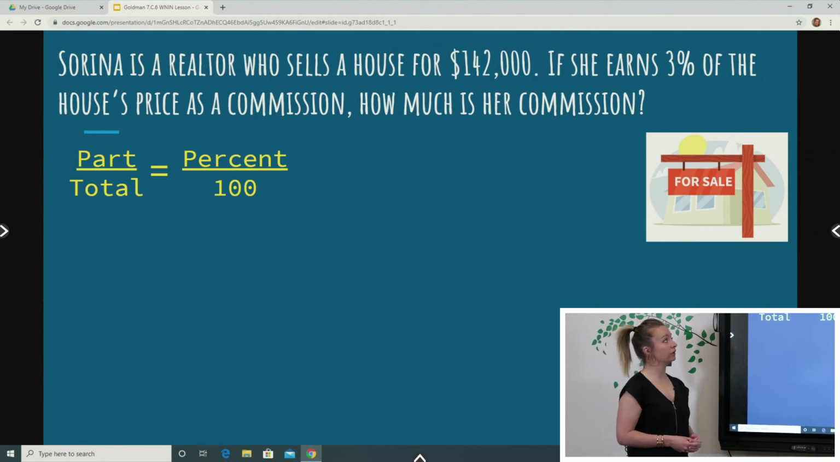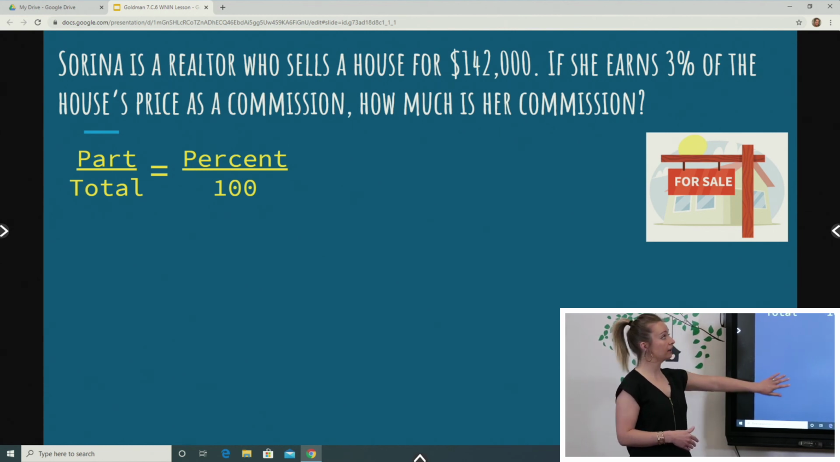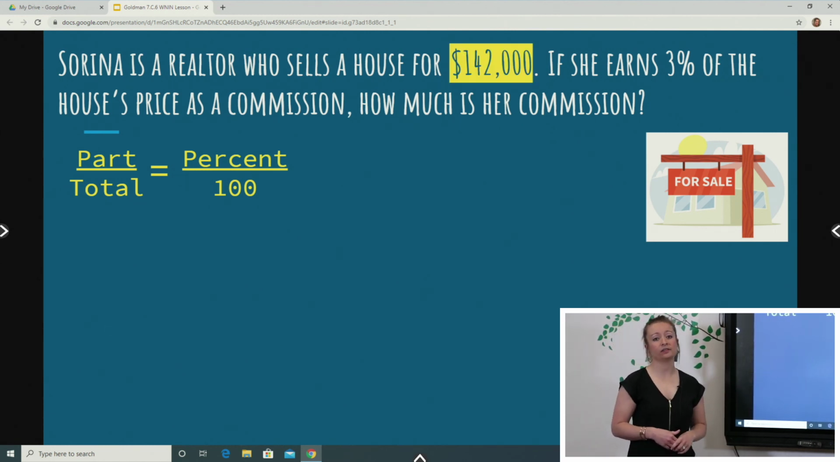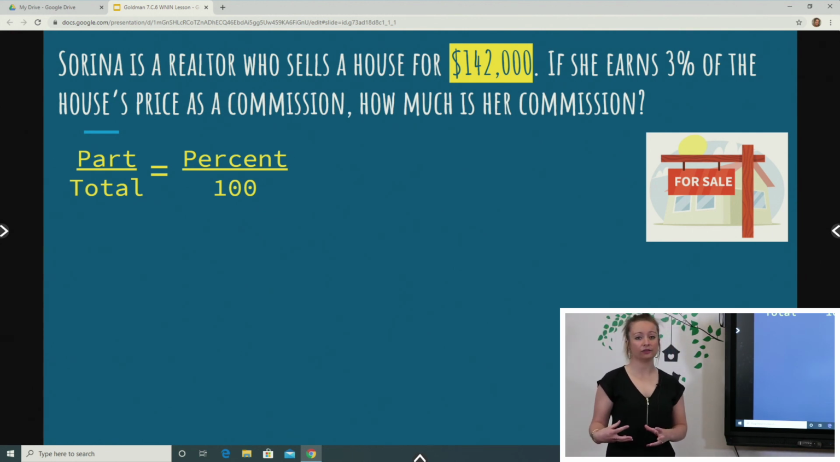Serena is a realtor who sells a house for $142,000. If she earns 3% of the house's price as a commission, how much is her commission? With any real-world word problem, let's first digest our different important parts that we're going to need to use in order to help us answer the question. First, we have $142,000. We see that that represents the cost or the price of the house that it's sold for.